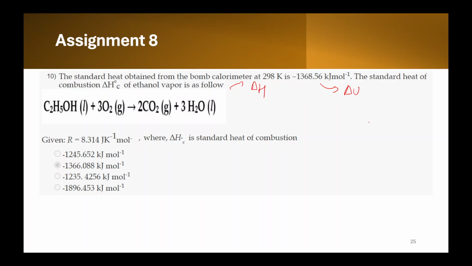You need to find out. So you know delta U and you need delta H. So delta H minus delta U is your delta Ng RT. So firstly you need to find out the change in the moles of the gaseous component. So this is product minus reactant. So 2 minus 3. So this comes out to be minus 1. So 1 into 8.314 into 298 because this is at 298 Kelvin.